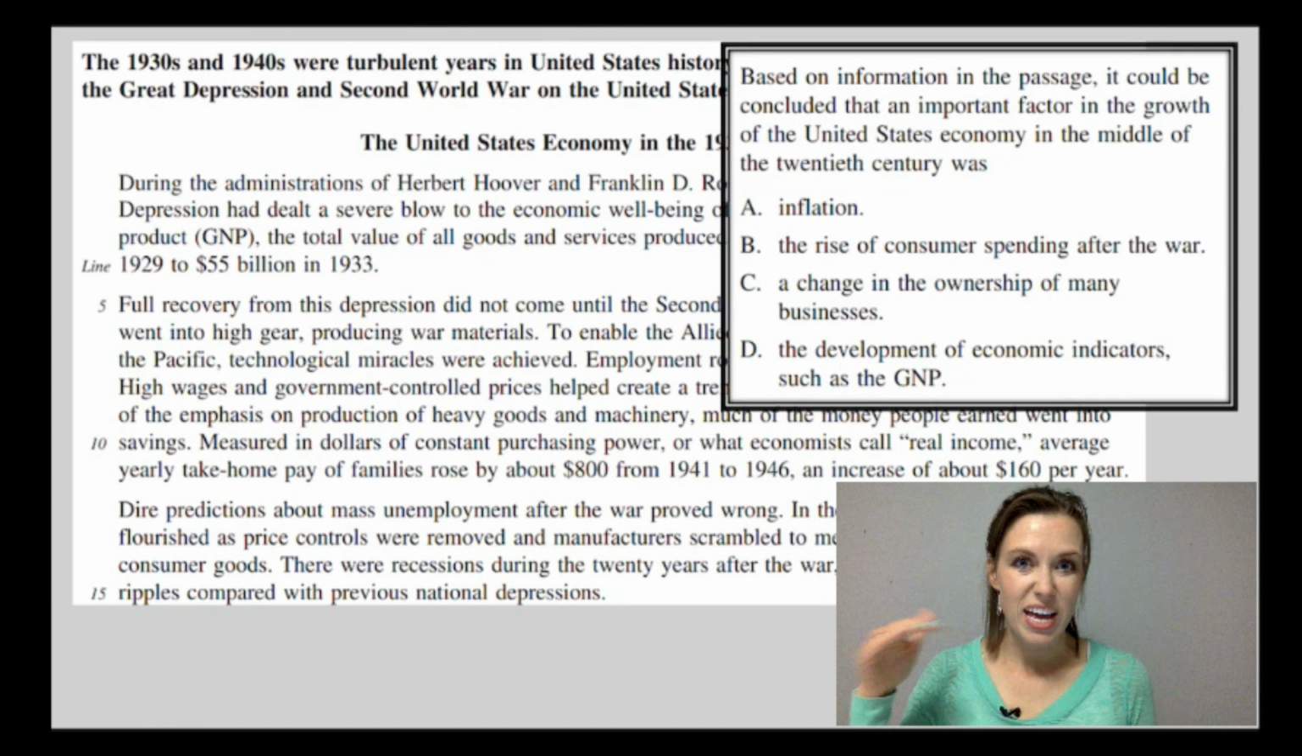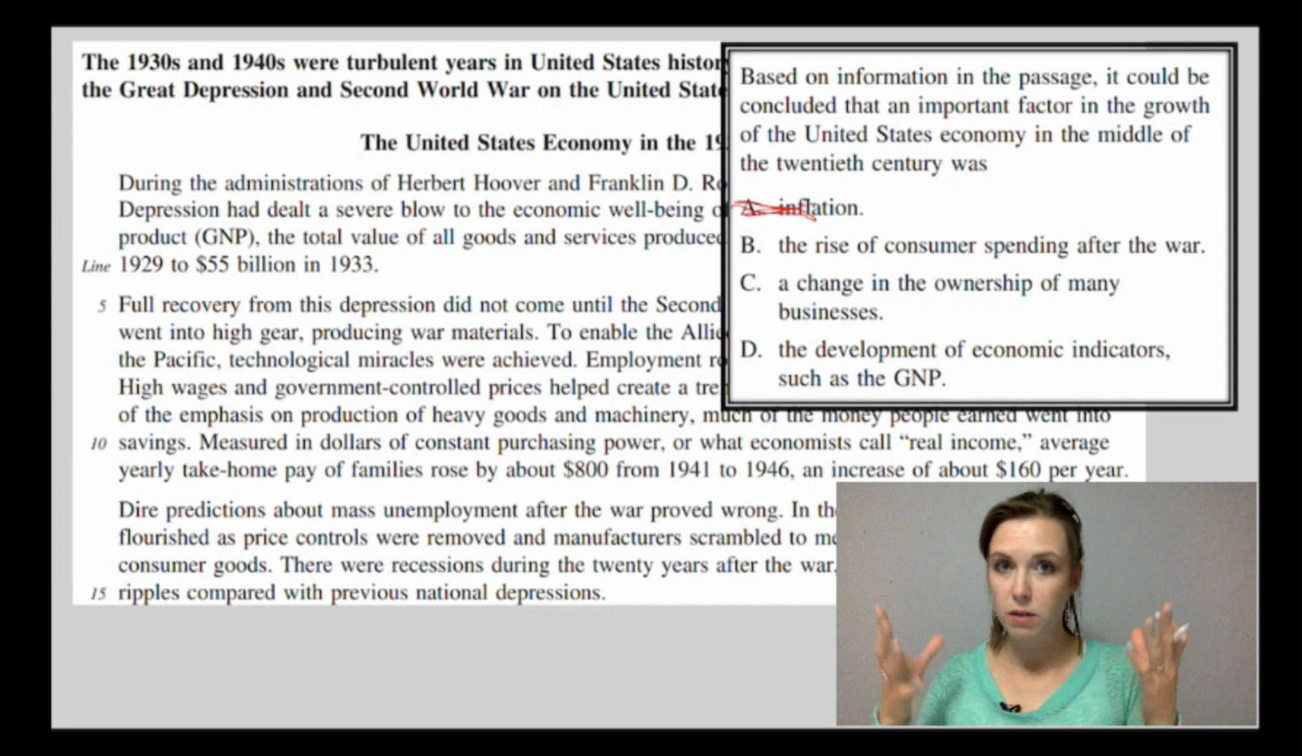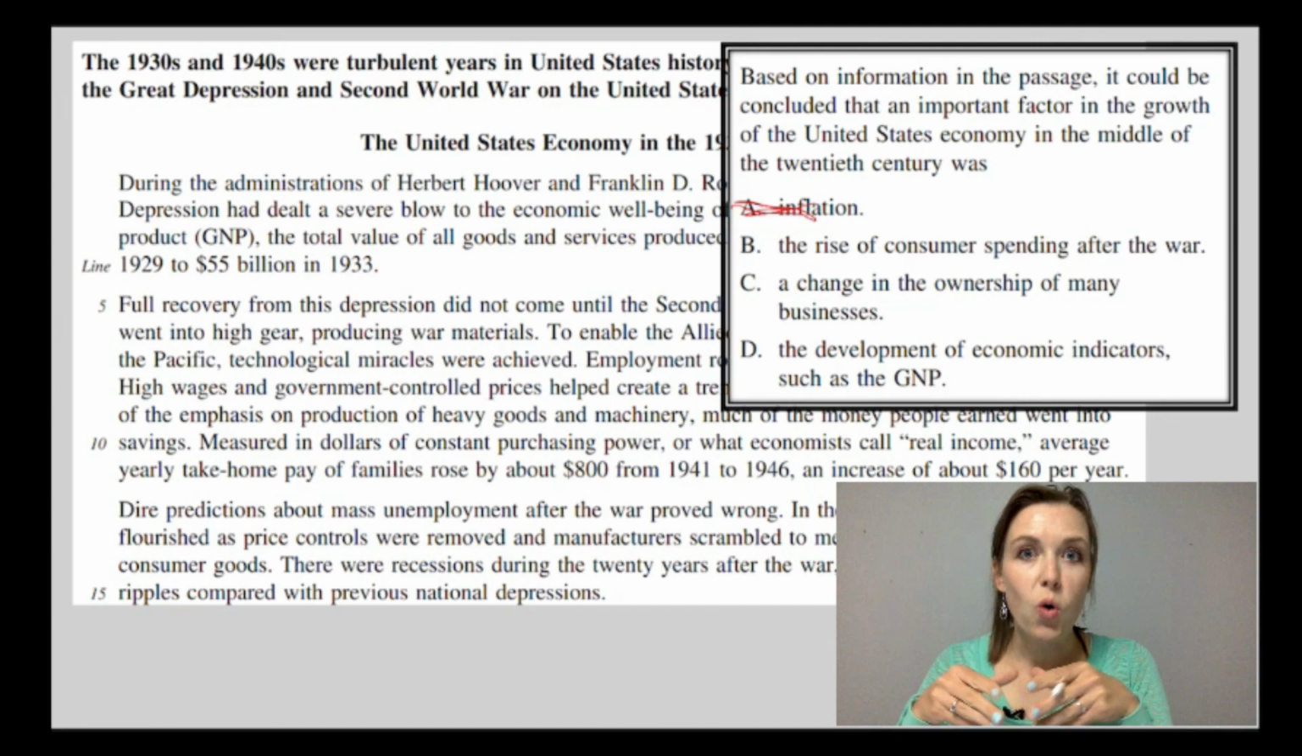So that's not it. Okay, the rise of consumer spending after the war. Yeah, that definitely is an important growth factor of the economy. People are spending more money. They're putting money into the economy. That's actually one reason why we received those stimulus checks during COVID, because a lot of people lost their jobs, and the government gave us the stimulus checks so that we would spend the money to keep our economy flourishing.